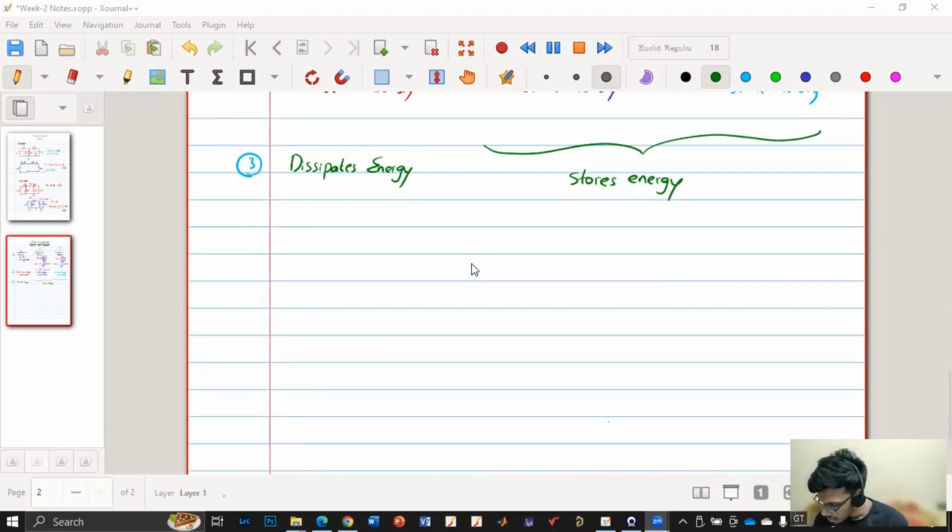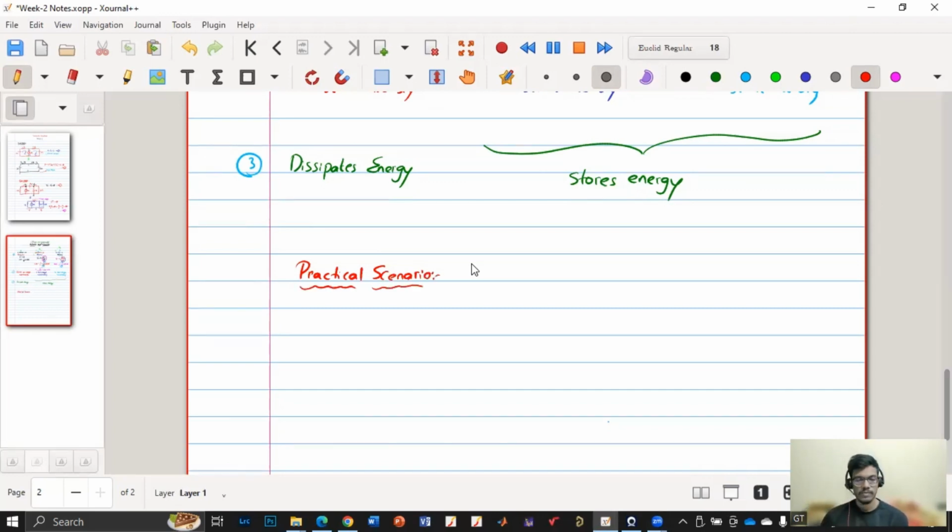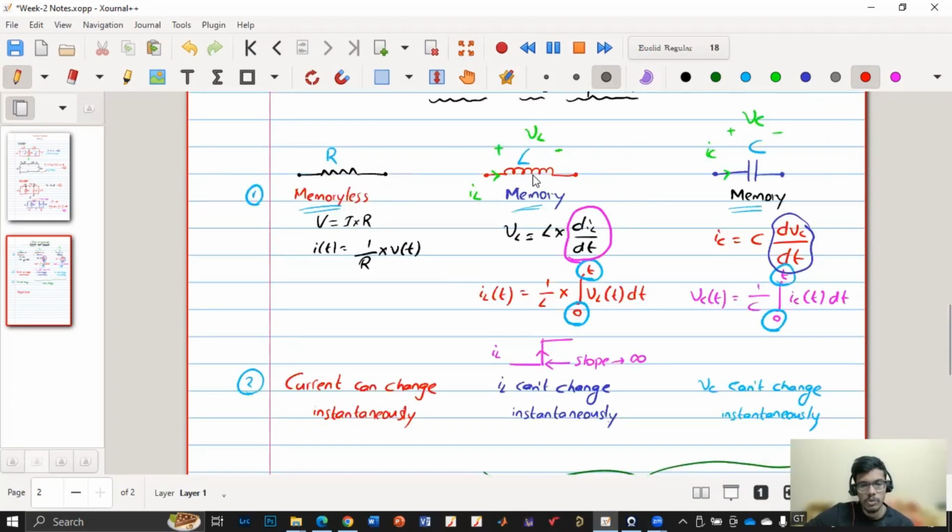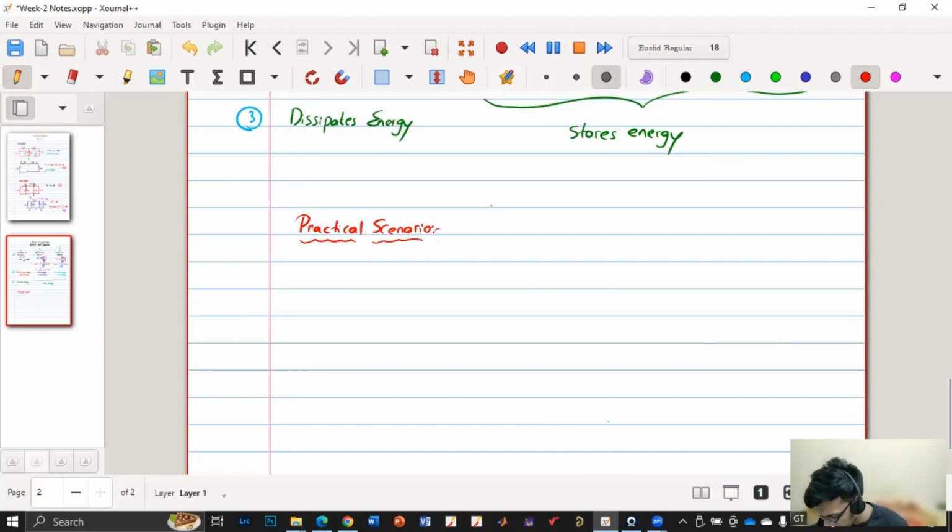Okay, so if we come to a practical scenario, say I'm buying an inductor from some shop and I'm using that inductor in my series RLC or RL circuit. Ideally, or theoretically, when we speak about an inductor, we consider only a pure inductor and no other element present in it. So our ideal inductor will be something like this. Here there is no dissipation.